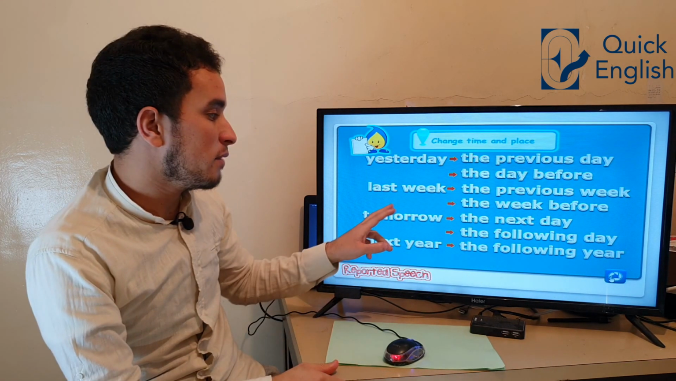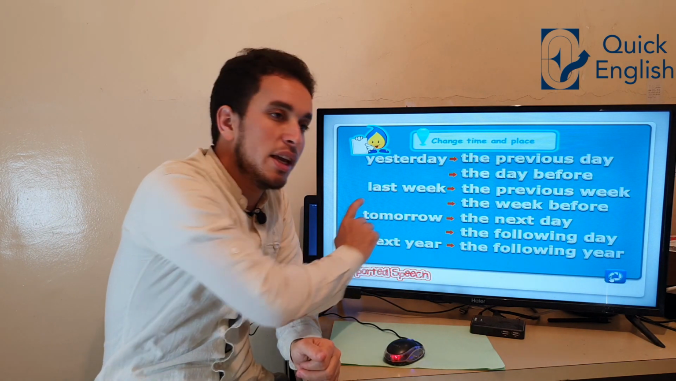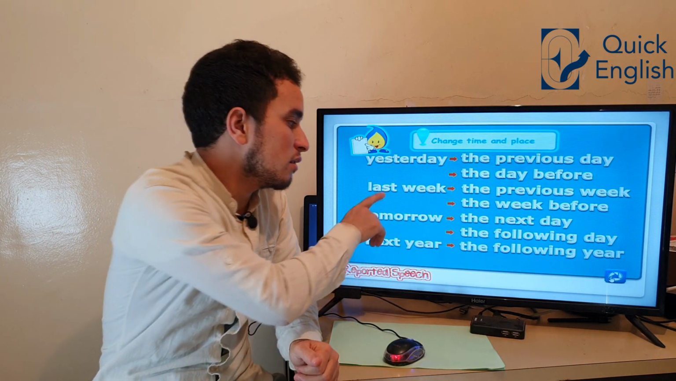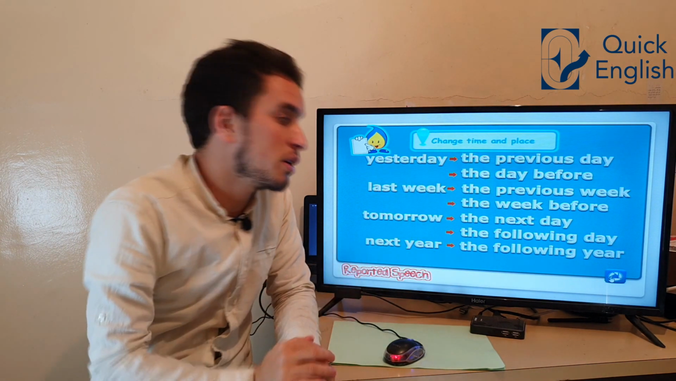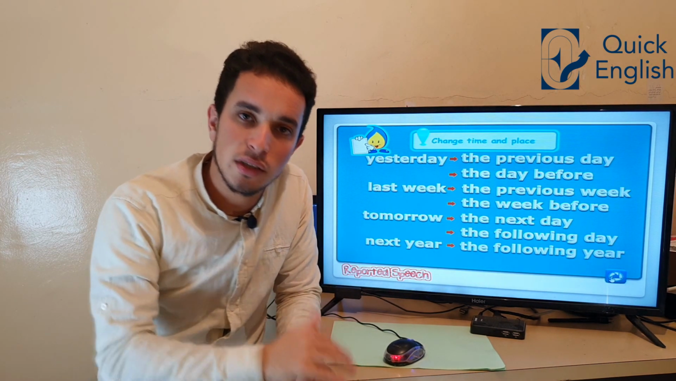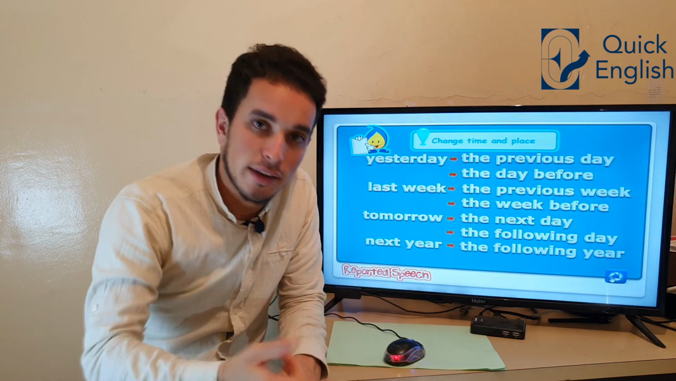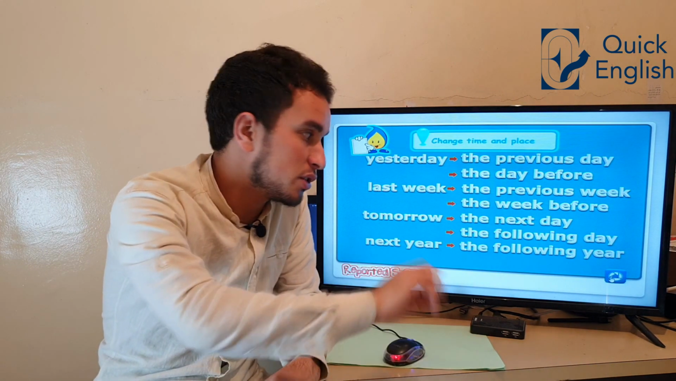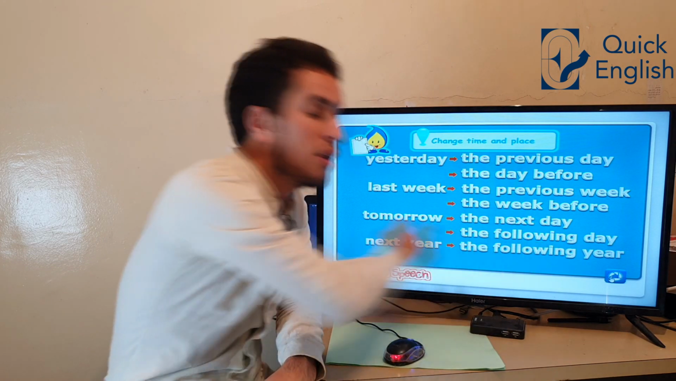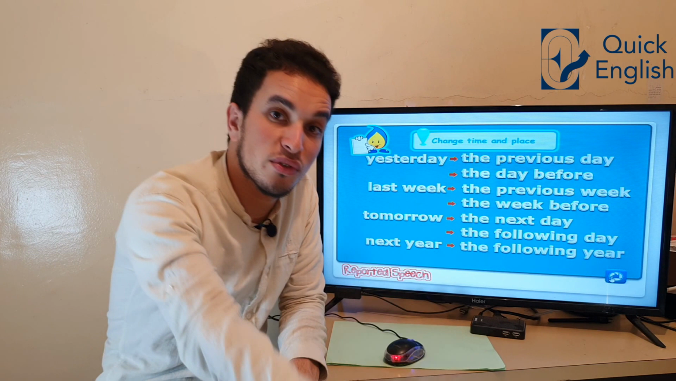So whenever you have last, it changes into the previous. For example, last day changes into the previous day, or yesterday changes into the previous day, or last year changes into the previous year. Tomorrow changes into the next day or the following day. So you either use the next or the following. Okay, so two choices. Next year changes into the following year.